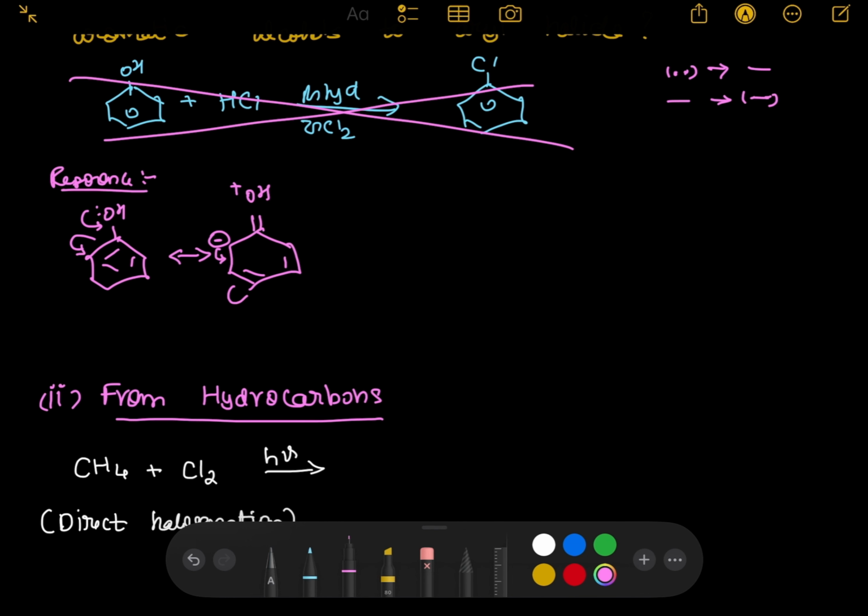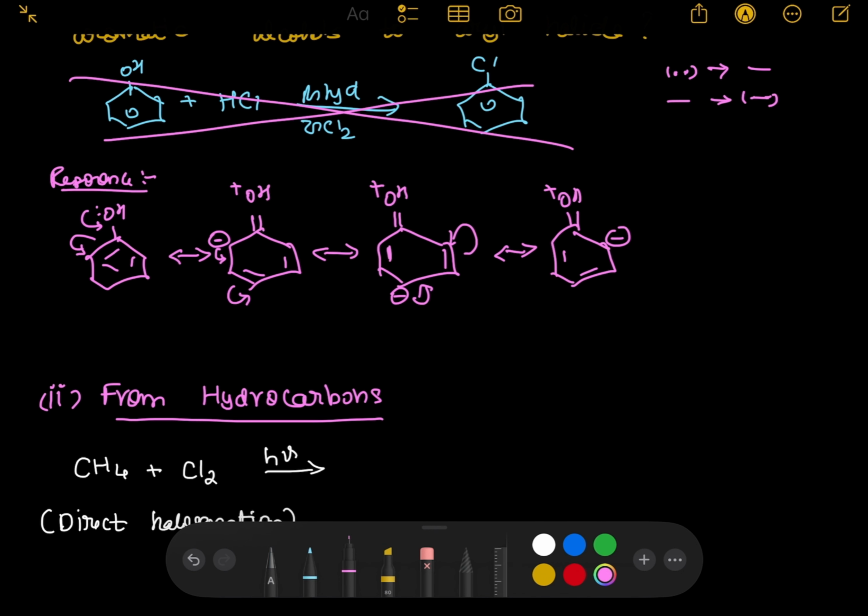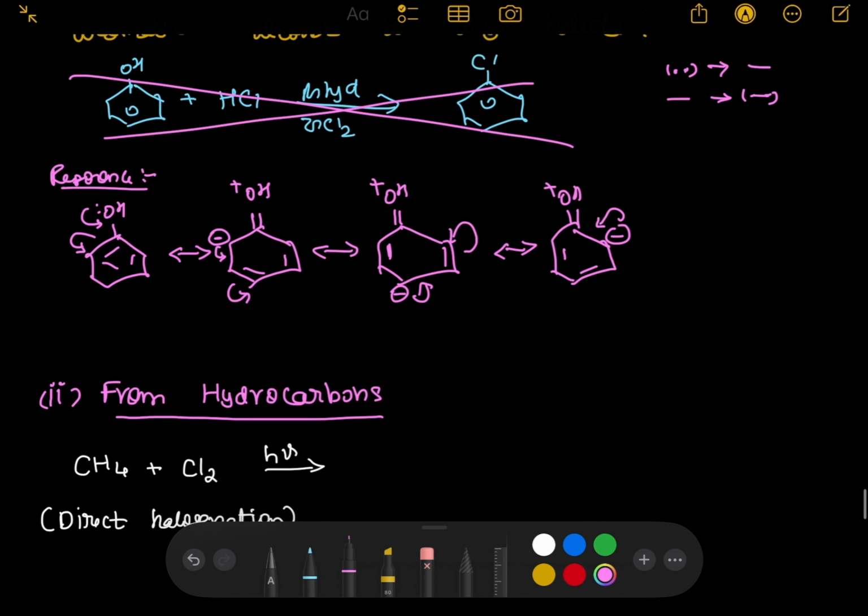Lone pair became bond pair became lone pair. Keep moving the charge. This is my bond pair, this is my lone pair, this is my bond pair. Clear? Now this lone pair became bond pair became lone pair again. Alright? Now look at this.